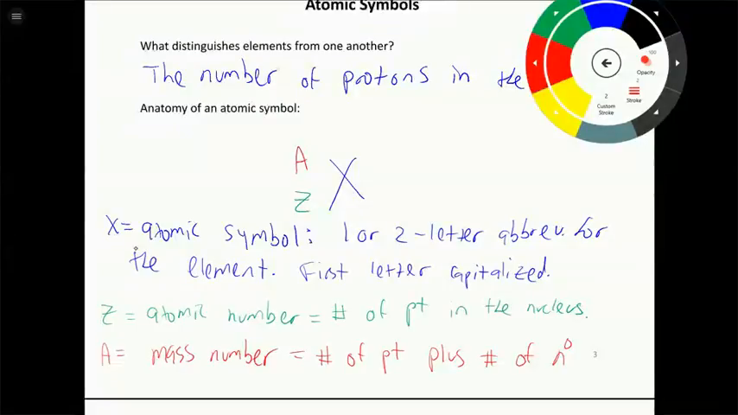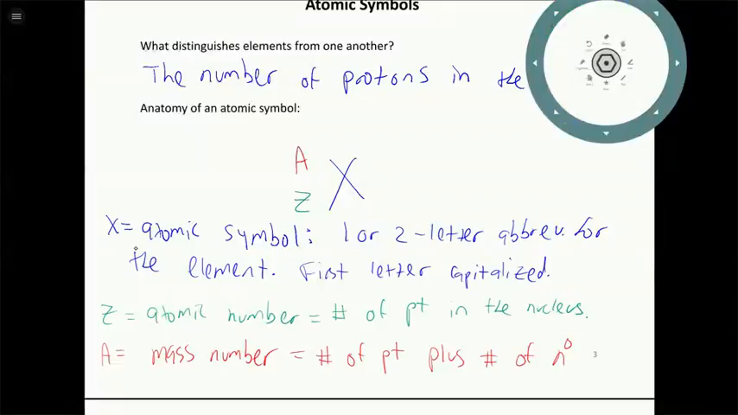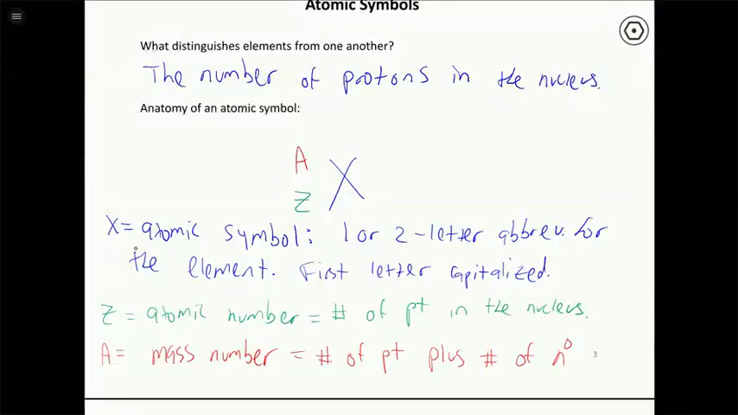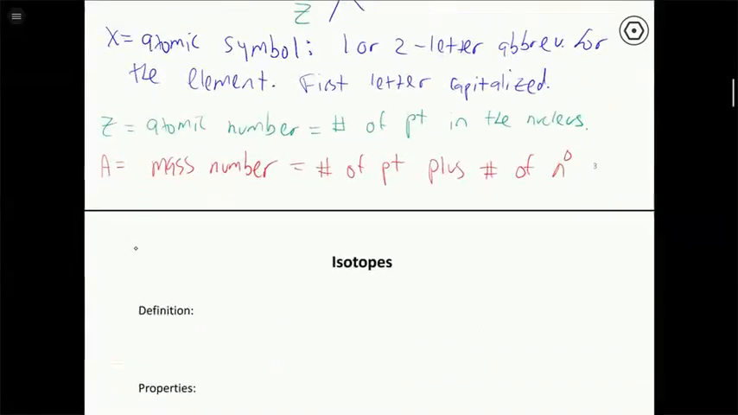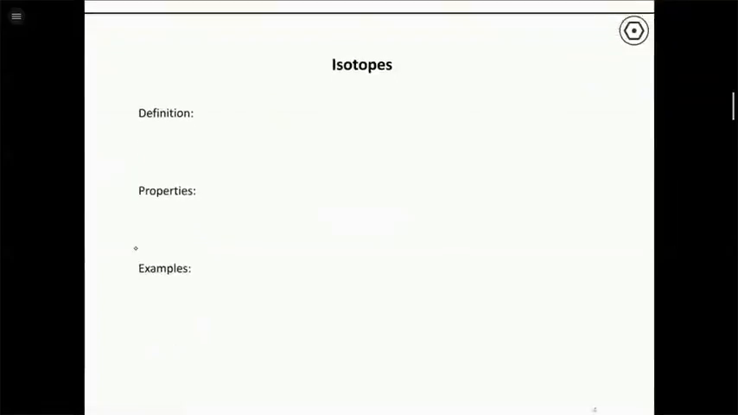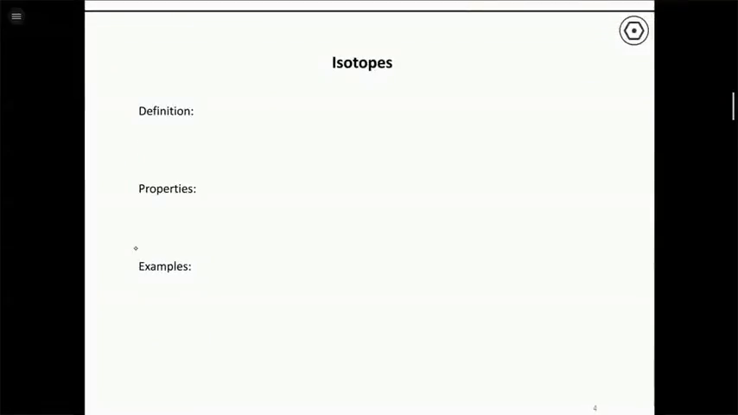The other term we need to define, and this is where we're going to reveal the one little thing about the atomic theory that's not quite correct, is the idea of isotopes. So isotopes are atoms of a given element, so they're all the same element when you're talking about isotopes.